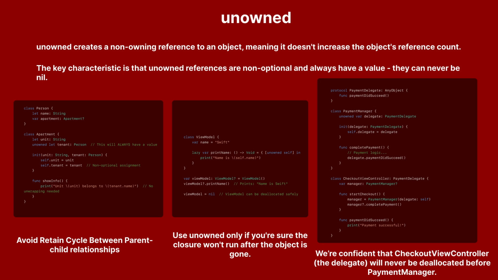Unowned is typically used to avoid retain cycles in parent-child relationships, where the child holds a non-owning reference to the parent. However, it should only be used when you are certain that the reference will not outlive the object it points to. For example, in a case where CheckoutViewController is the delegate of PaymentManager, and you are confident that CheckoutViewController will not be deallocated before PaymentManager, using an unowned reference is safe and helps prevent retain cycles.